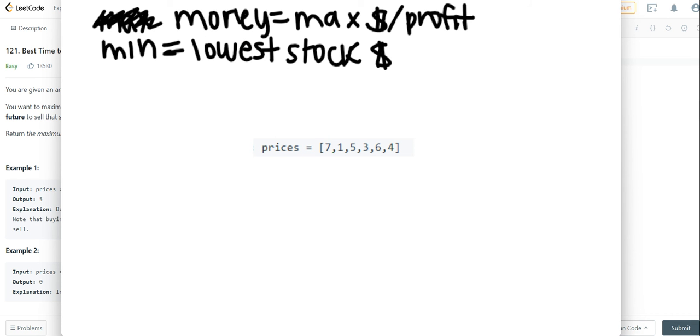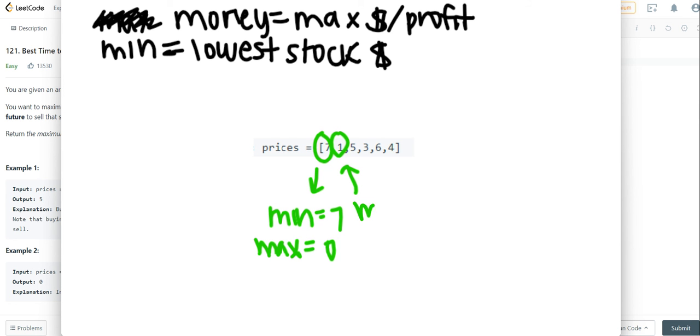Right here on the first one, there's really not much. Min is going to be equal to 7, and max is going to be equal to 0, because you can't sell a stock that you just bought. The next one, min is going to be updated to 1, but now look what happens. If we sell 7 at 1, we lost $6. So the max will remain 0, because we haven't made any profit through that transaction.